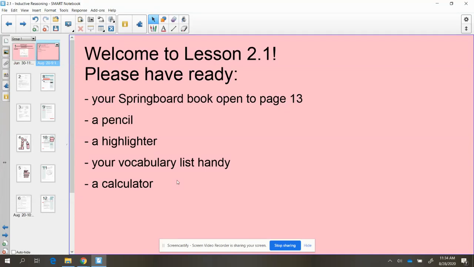Hi everybody, welcome to Activity 2, Lesson 2.1. Today we are going to be starting on page 13 in your Springboard books, and you are going to need a pencil, a highlighter, keep that vocabulary list handy, and a calculator if you need to reference anything.